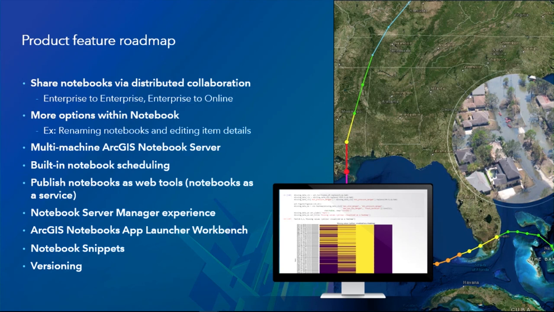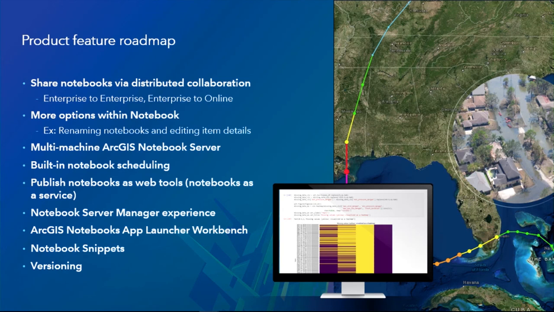Some very popularly requested ones are built-in notebook scheduling. So this one we're looking at probably around the 10.7.2 timeframe, but again, subject to change. This will give you the ability to set a schedule for a notebook to run. So that way you can say, run this one time in the future at a certain date and time, or run this repeatedly every night at midnight. You could do that. Sharing notebooks via distributed collaboration is expected to come in at 10.7.1.